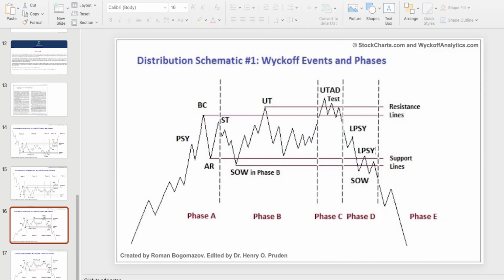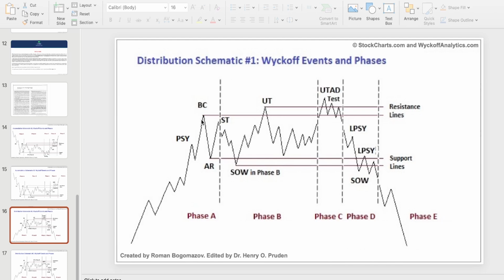Let me just go over the phases and events real quick. So we have the preliminary supply, just like preliminary support. What happens there is the first signature you see from institutions that attempt to sell into the strength, and then you're going to see a spike in volume. That spike in volume that was rejected is going to cause another rally that goes into the buying climax, and then our buying climax is going to be followed by an automatic reaction. And why is that? Because there's going to be lots of supply at this top.